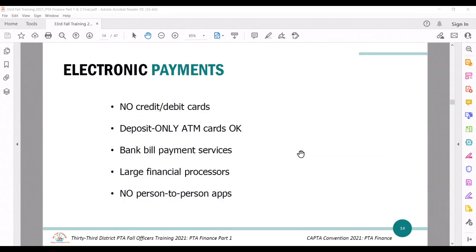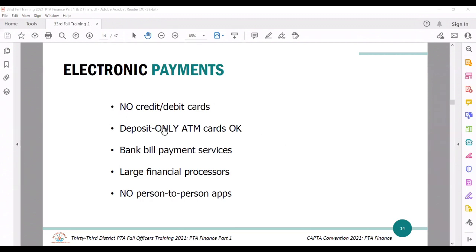And electronic payments, PTAs should not pay using credit cards and debit cards. It's okay to reimburse people who have used a credit card. So if our friend at the snack bar had paid with her credit card to buy all the snacks for the snack bar, it's okay to write her a check to reimburse her, but the PTA should not be going out with credit cards and buying things.